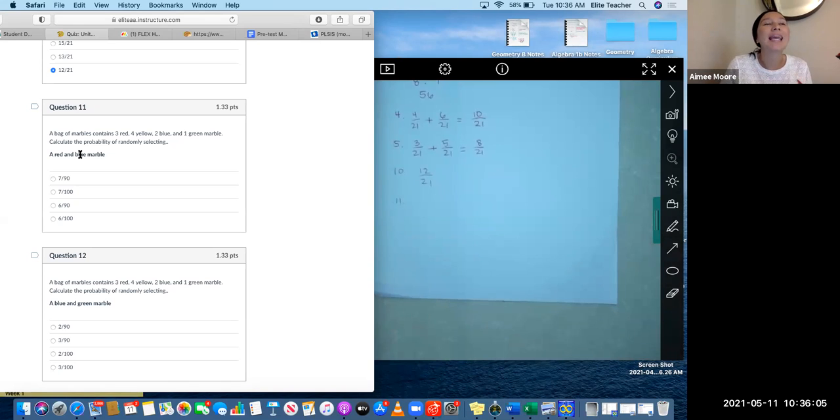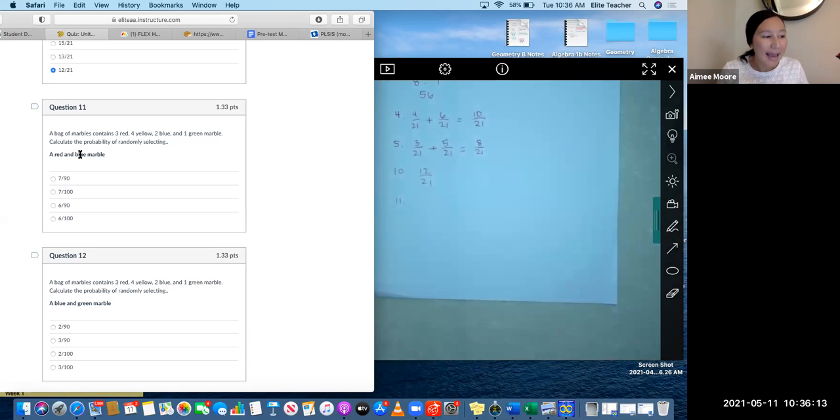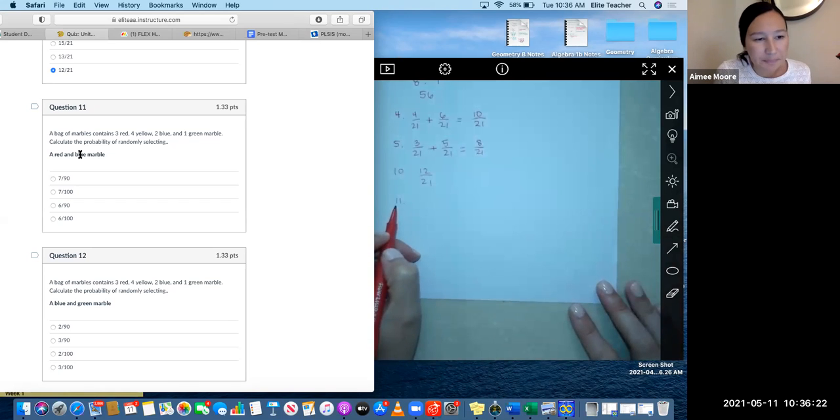So think like when it's or, it's going to be a lot more likely. And that's why you add them, because it has a high chance of happening. If you're saying this and something, that's 2 things that have to happen. So that's going to be a lot harder to get to happen. And that's why we multiply, because we get a smaller probability.